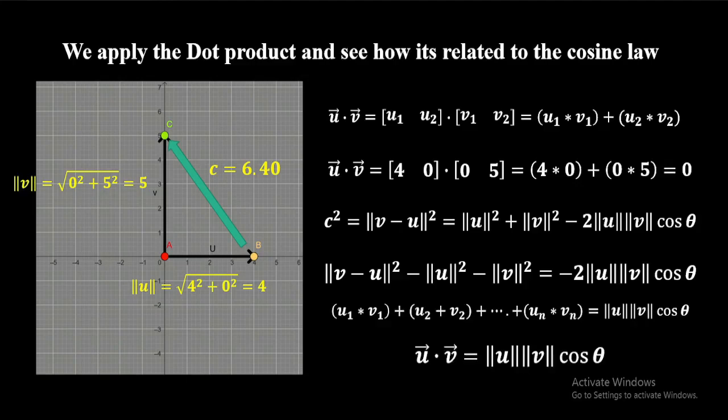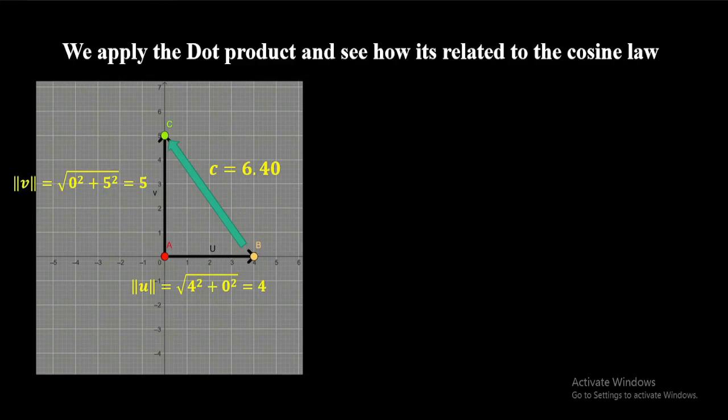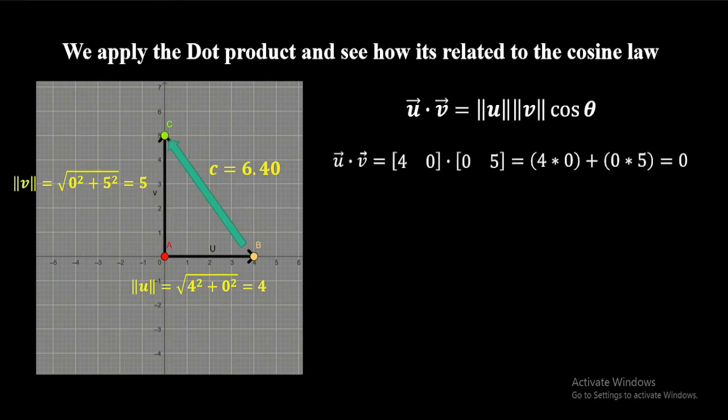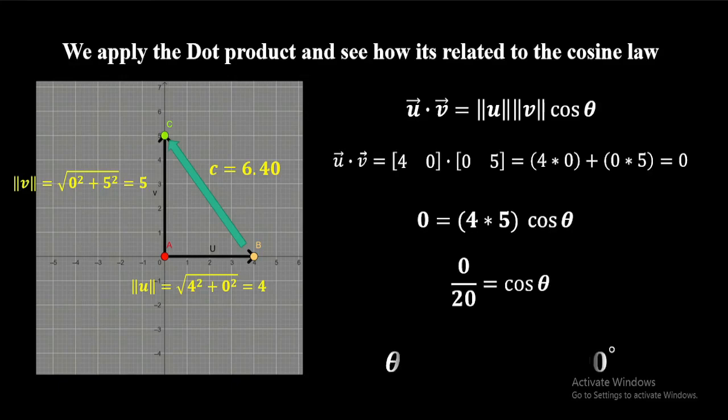We will see that applying the dot product to get the angle between vector u and v, we have the dot product of u and v is 0. The length of u and v is 4 and 5, respectively. We see that 0/20 is equal to cosine theta. Theta is equal to arc cos 0/20 is equal to 90 degrees.